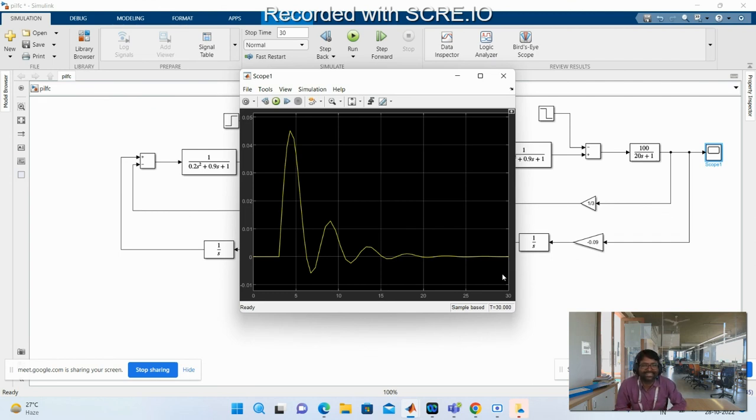What change did you observe here? Previously it was decreasing, on the negative side. Now it is on the positive side. And whatever it may be, finally you are going to the steady state frequency response equal to 0.